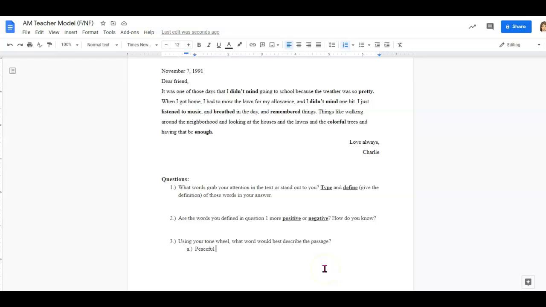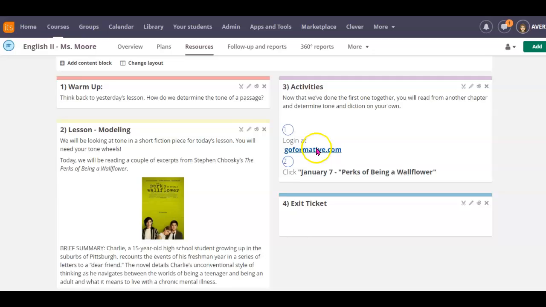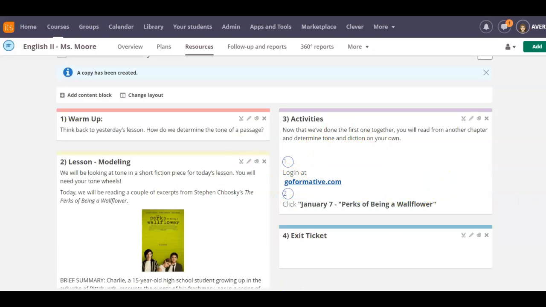So again, you're going to do this today as well. Whenever you open up your Go Formative, you're going to read another chapter or two from Perks, and you will have some multiple choice questions, some short answer questions. Remember, there are 6 questions, and the tone wheel will be at the bottom of your Go Formative.